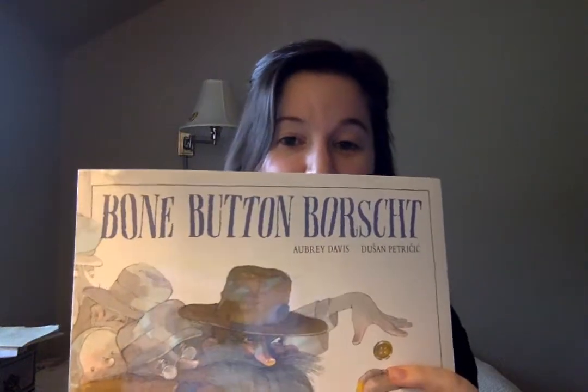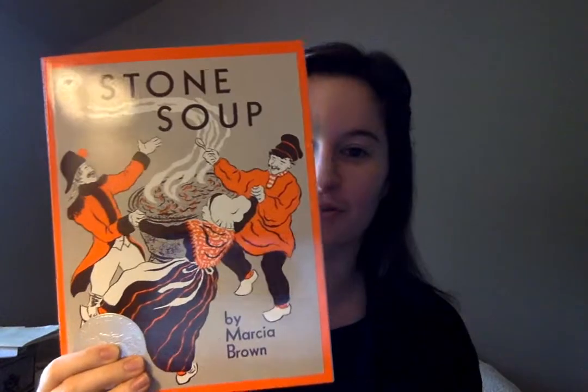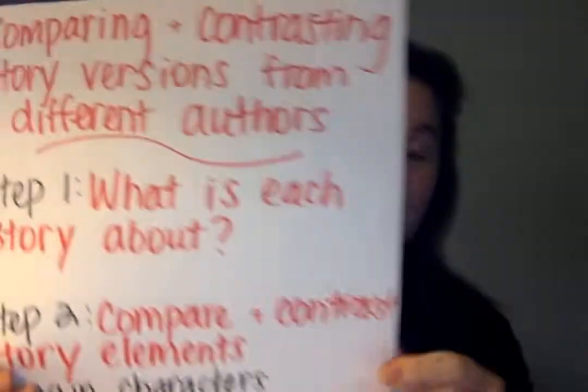Really excited to continue working with the same two texts we read yesterday, which were Bone Button Borscht and Stone Soup. If you do not remember reading these texts with me, make sure that you are watching the Read Aloud videos above so that you're all caught up. And we're going to continue working on what we worked on yesterday with our skill of the day, because yesterday we were comparing and today we are contrasting.